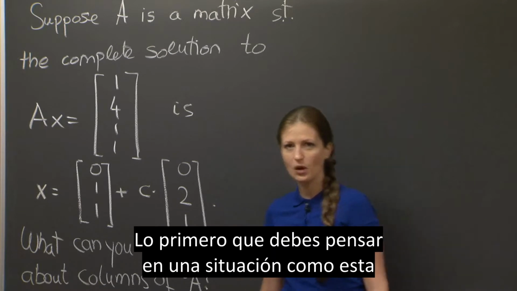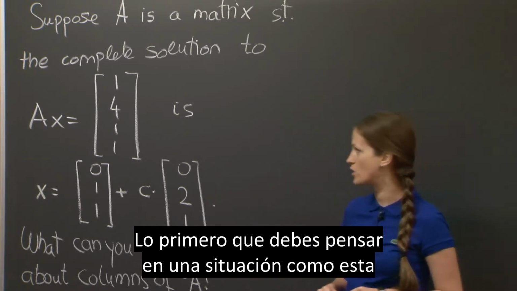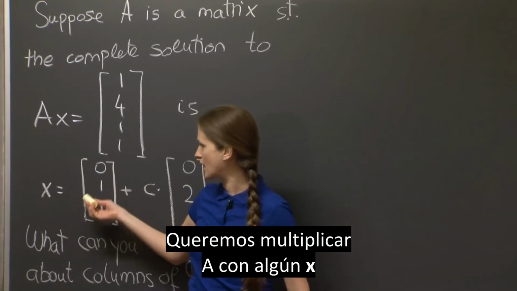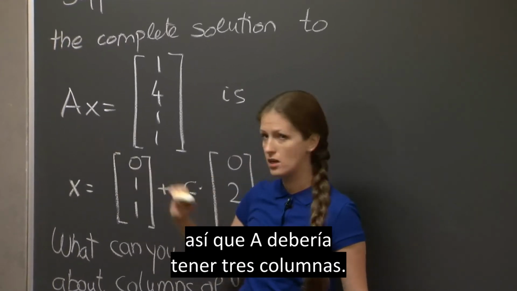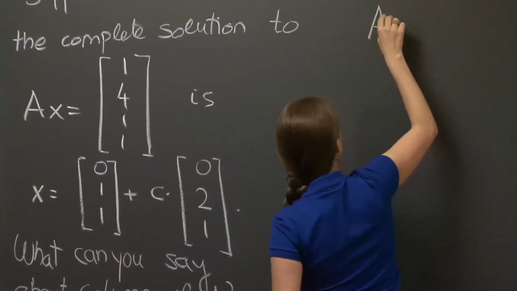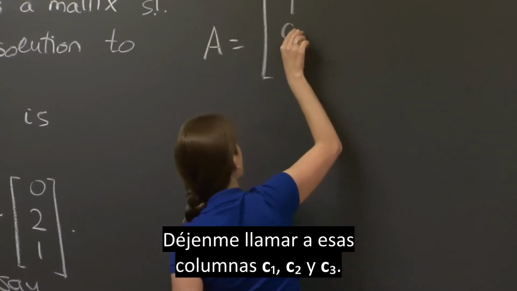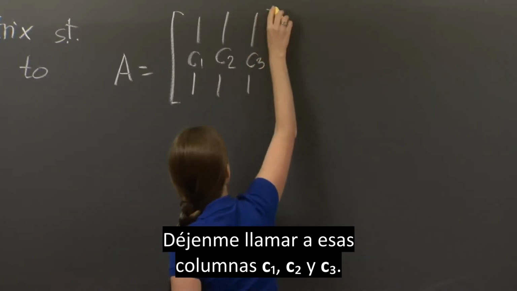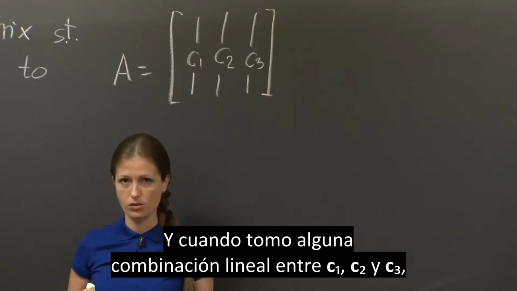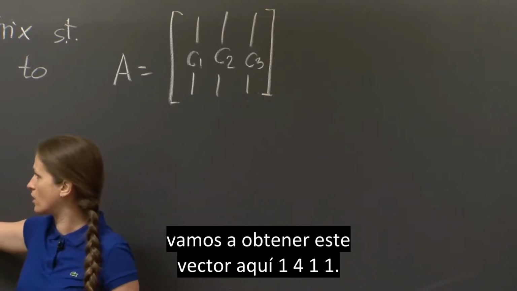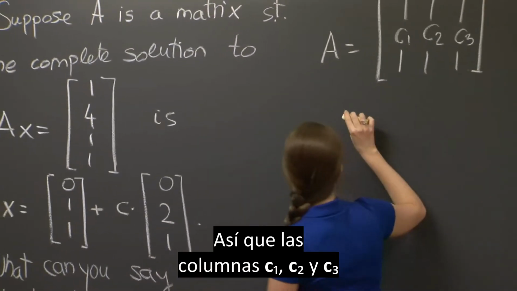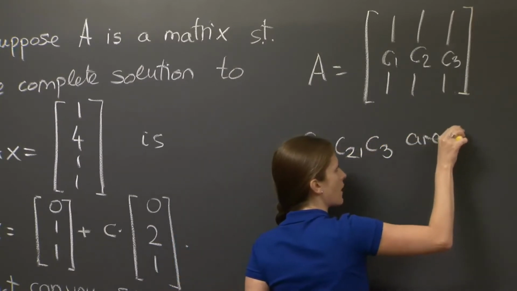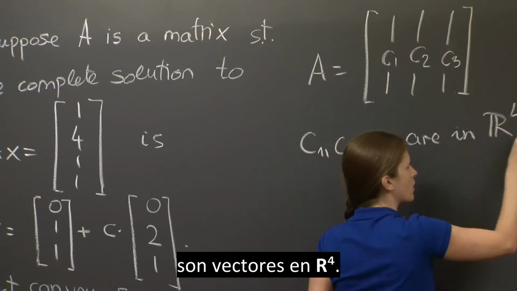OK, welcome back. So the first thing that you should think about in this sort of situation is what is the size of A? Well, we want to multiply A with an x that has 3 entries. So A should have 3 columns. Now let me call those columns C1, C2, and C3. And when I take some linear combinations of C1, C2, and C3, I'm going to get this vector here, 1, 4, 1, 1. So all the Ci's, C1, C2, and C3, are vectors in R4.